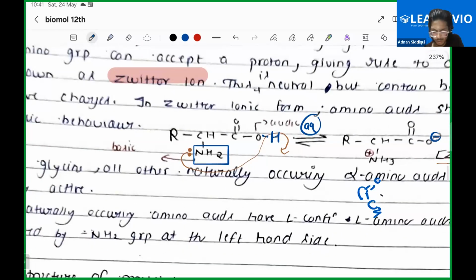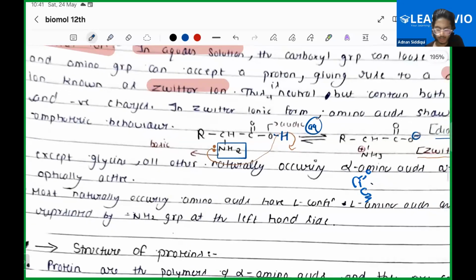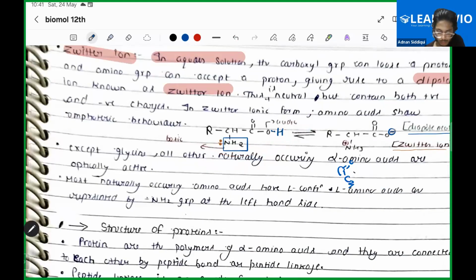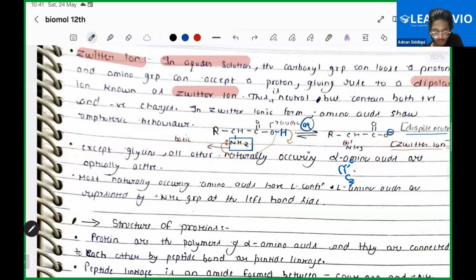This is all organic part. We should have done organic first. We should. So is this clear? What is a zwitterion? Yes.